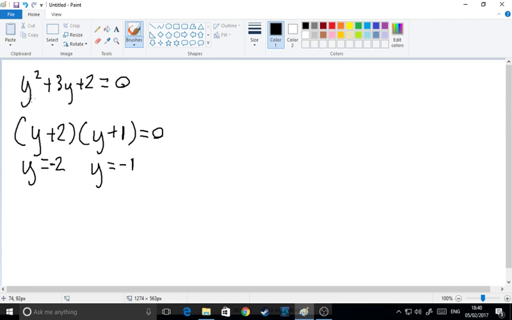This y could be t, it could be w, it could be o, it could be l. This can still work no matter what letter is here. It's just a placeholder. So that was 2a. Let's do 2d. So 2x minus 5 squared equals 7.